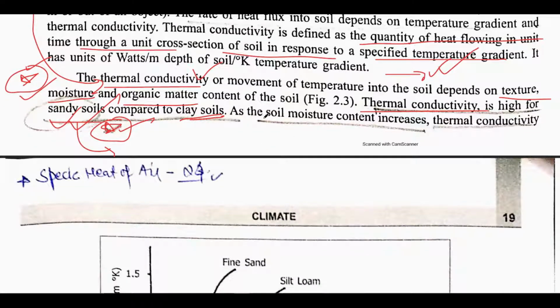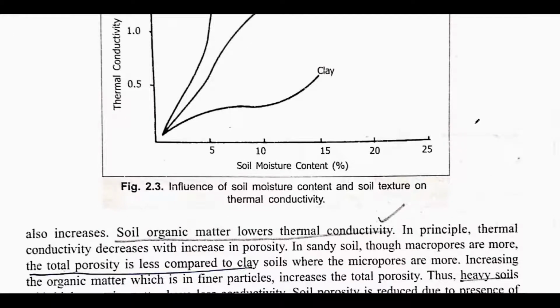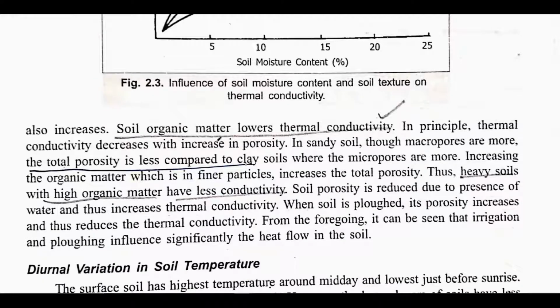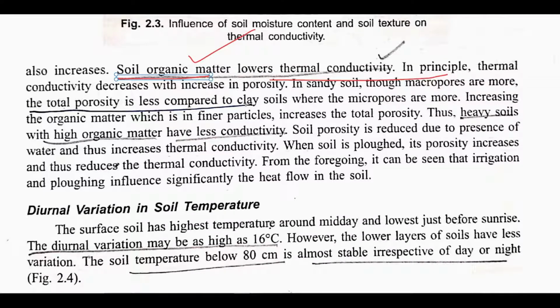Another important thing is the relation of soil moisture with thermal conductivity. As soil moisture increases, thermal conductivity also increases, meaning in wet soil there will be easy flow of heat. With an increase in soil organic matter, thermal conductivity is lowered. Also, heavy soils with high organic matter have less conductivity, because in heavy soils the clay content will be more. Basically it will lead to lower conductivity, and in addition to that, high organic matter will also lead to a lowering in thermal conductivity.